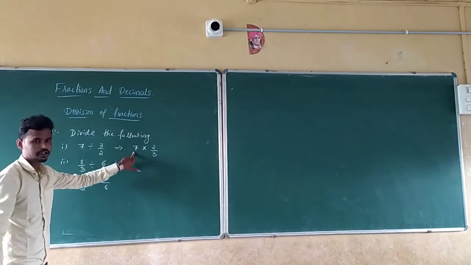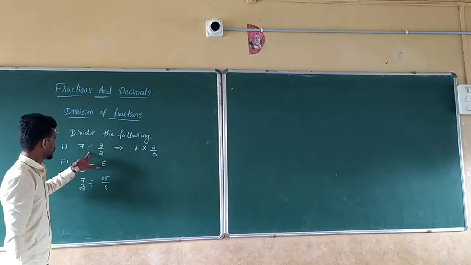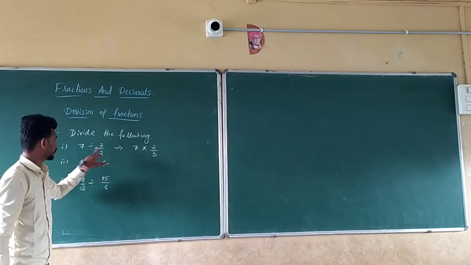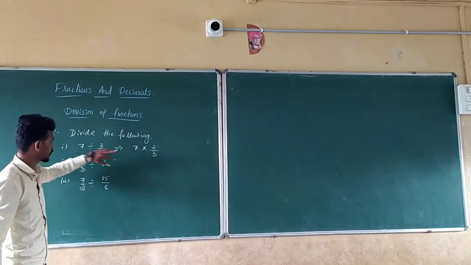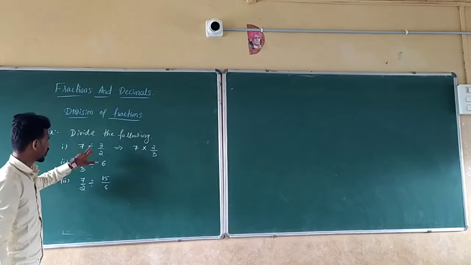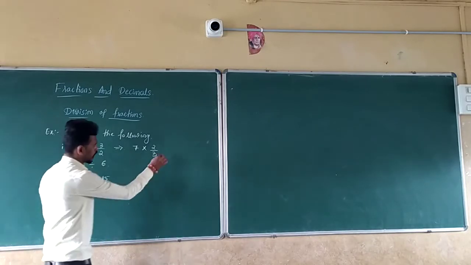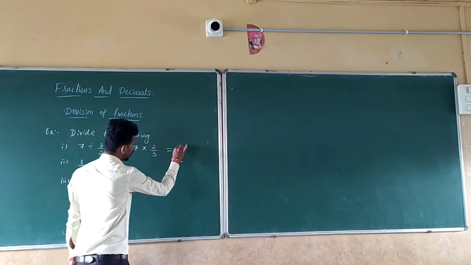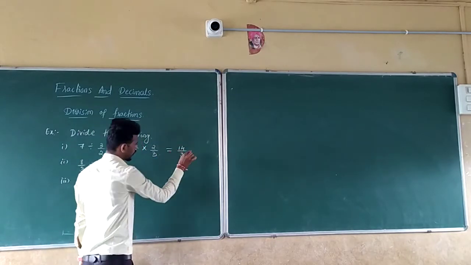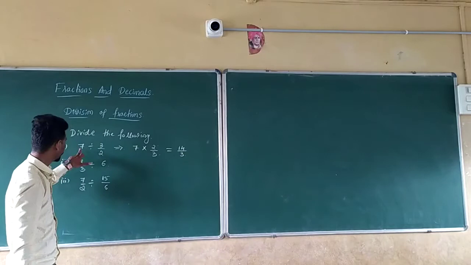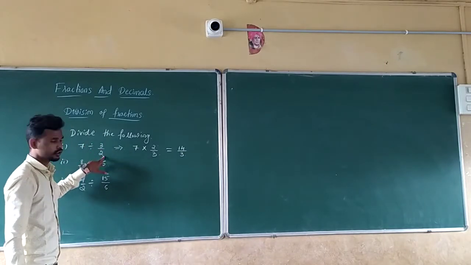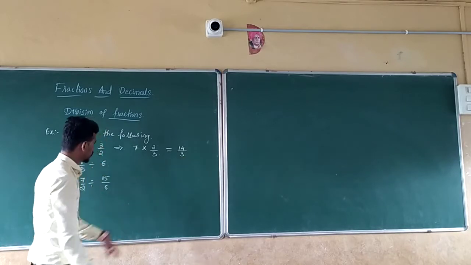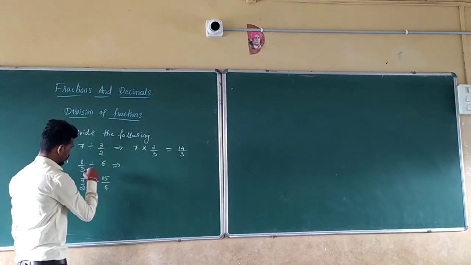So just keep the first number the same, change the symbol, meaning division, into multiplication, and reverse this. Change the operation division into multiplication. Now what will you get? You know how to multiply the fractions. 7 2s are 14 divided by 3. So the division of 7 by 2 divided by 3 by 2 is equal to 14 by 3.